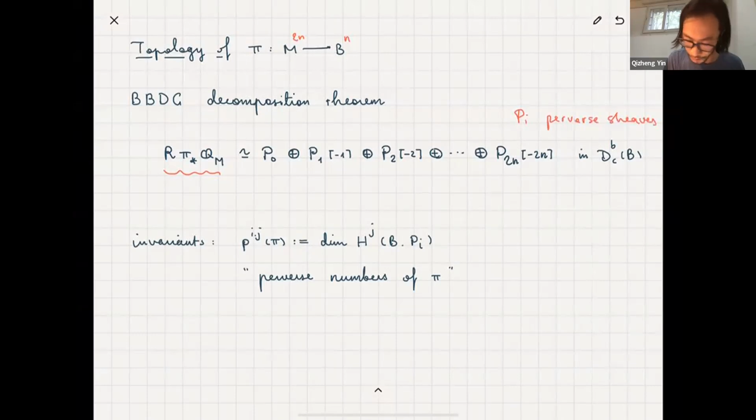The decomposition happens in the constructible category of the base B. Maybe I should say that, as with all decomposition theorems, this decomposition is not canonical. What really is canonical is a filtration associated with the derived push forward, namely if you consider P0, and P0 together with the second term, and together with the third term, and it goes on, this filtration is canonical.